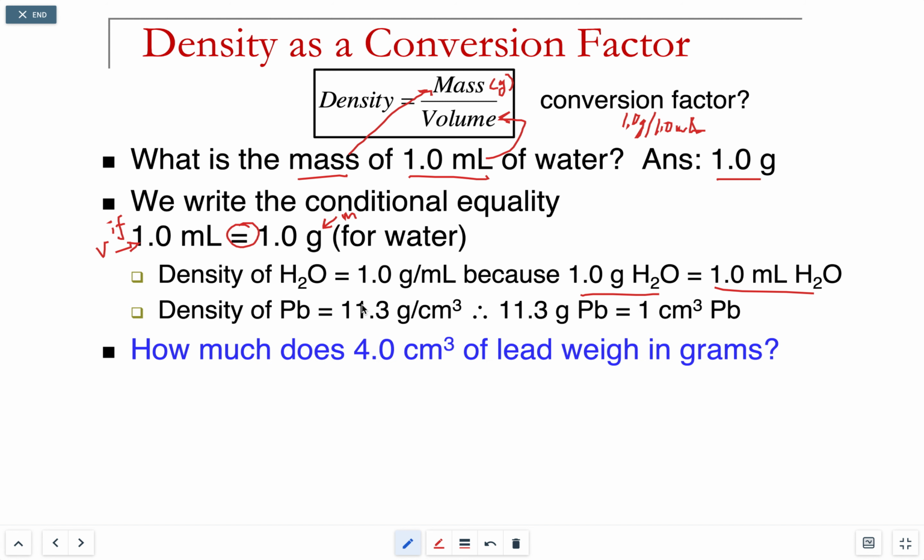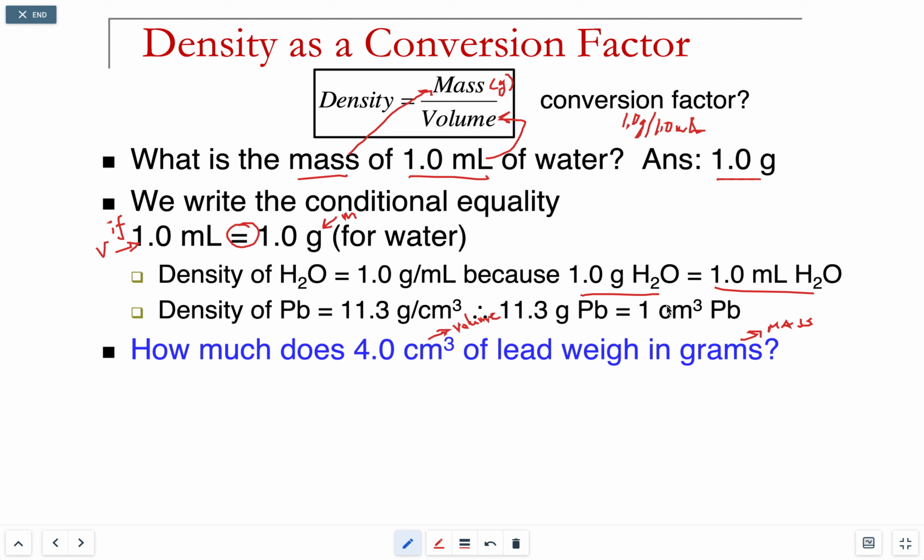Now, what if you're given this problem? If you have 4.0 cubic centimeters of lead, how much does it weigh in grams? In other words, what is the mass? This, because of the unit, is volume. You need to know this. Anytime I give you a unit like this, you need to think, oh, that's volume. If I give you grams, you need to think, oh, this is mass.